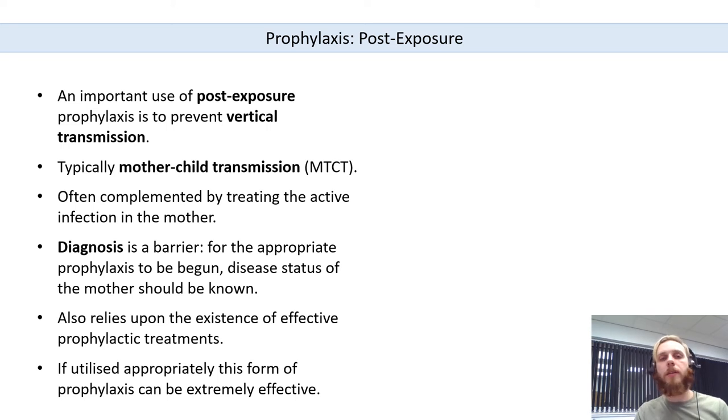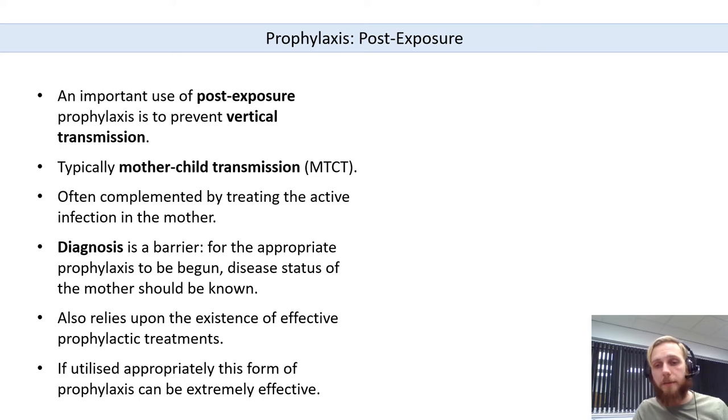Okay, so that's the pre-exposure prophylaxis and some of the issues we need to think about. There's another type of prophylaxis as well, which is post-exposure prophylaxis. In an ideal world, we would identify all individuals who are at high risk of serious infectious diseases. We would prophylactically intervene pre-exposure, so before they came into contact with a particular infectious agent, and they would therefore never become infected. Obviously, this isn't always possible, it's just not how it works in the real world.